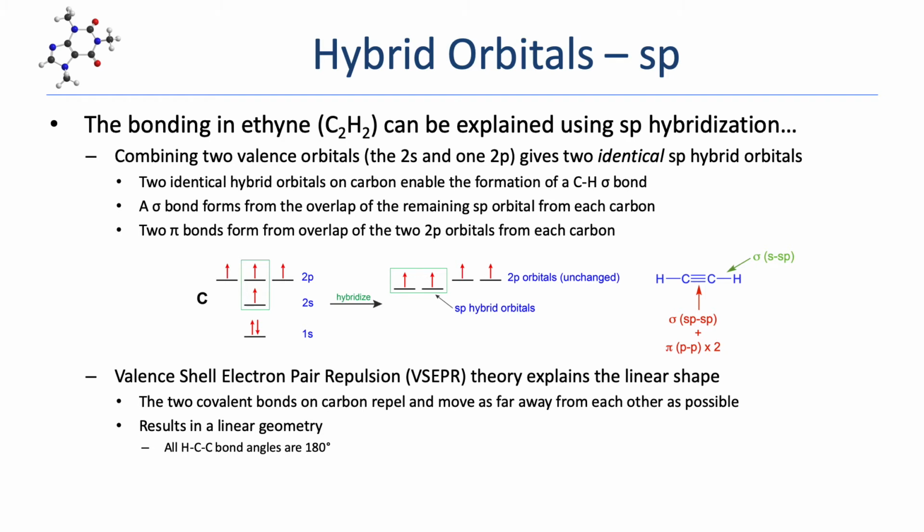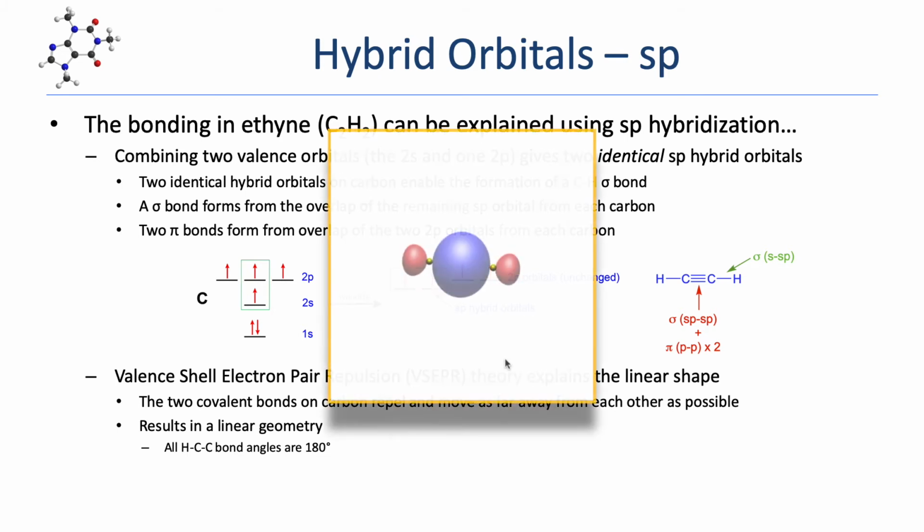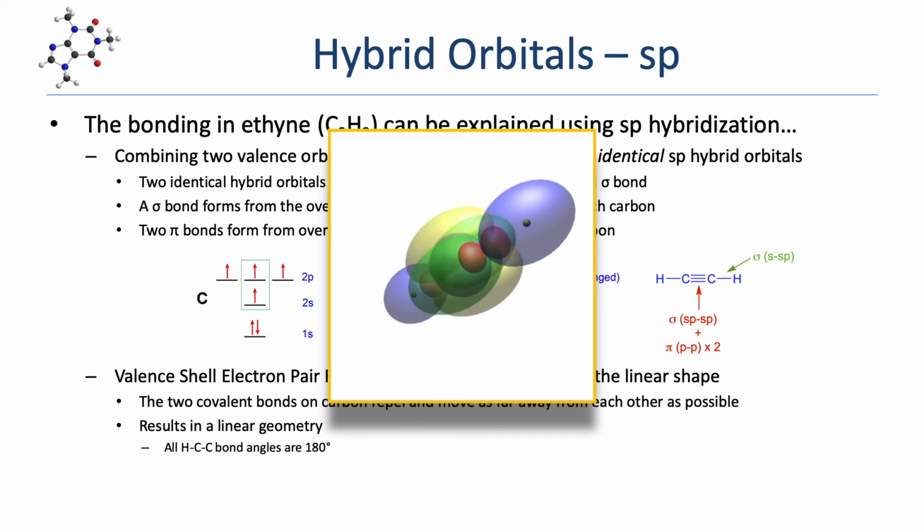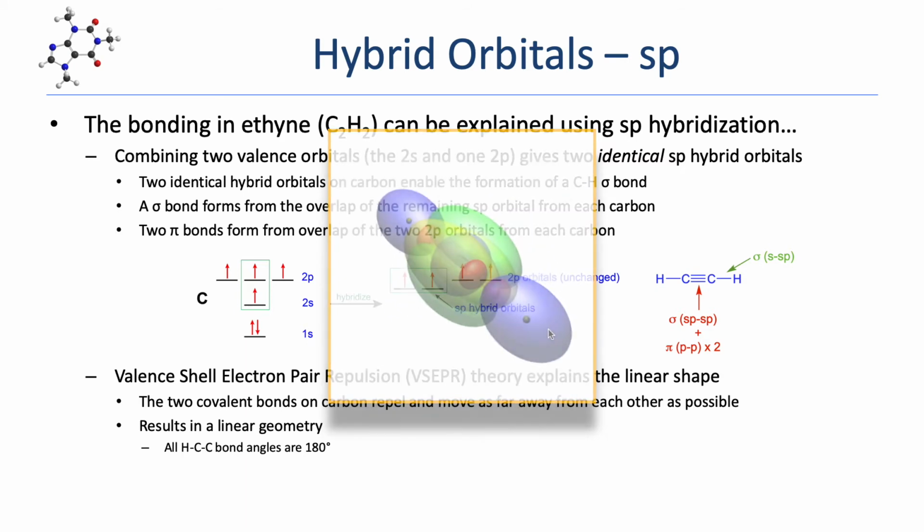Now, the overall shape of ethyne is linear. All four atoms are actually in a straight line. And once again, the valence shell electron pair repulsion theory kind of gets us to that shape. Each carbon has two hybrid orbitals that want to point in opposite directions to get away from each other, and that makes the p orbitals overlap to create those pi bonds. So it has a linear geometry. sp hybridization has bond angles of 180 degrees.